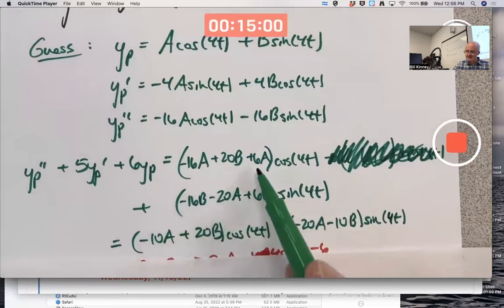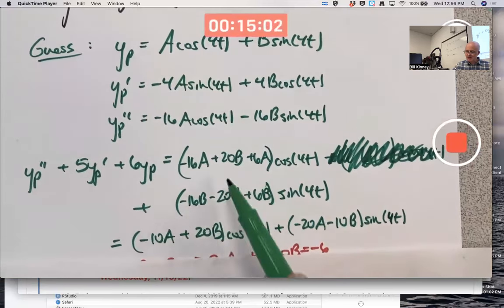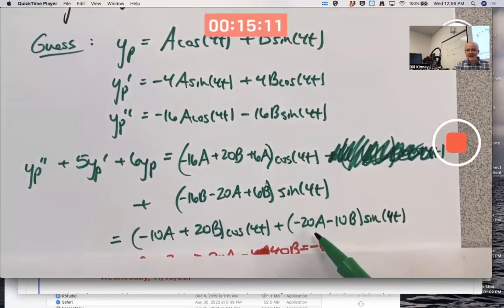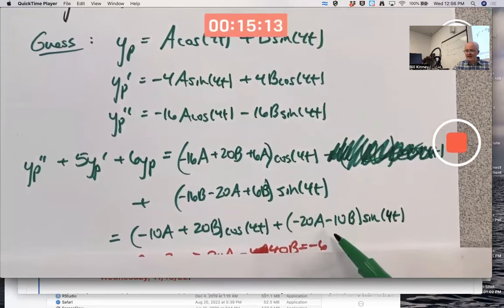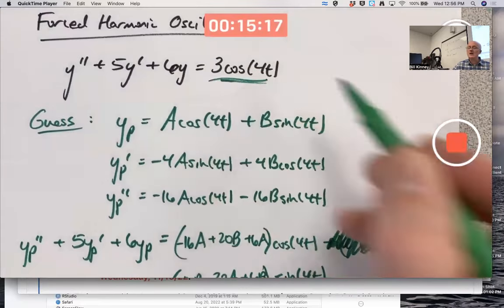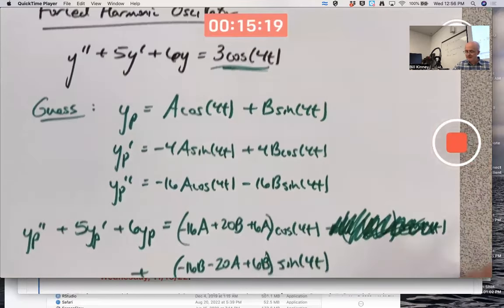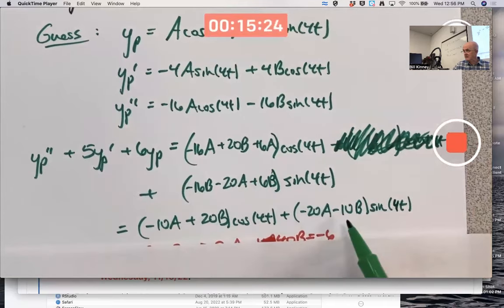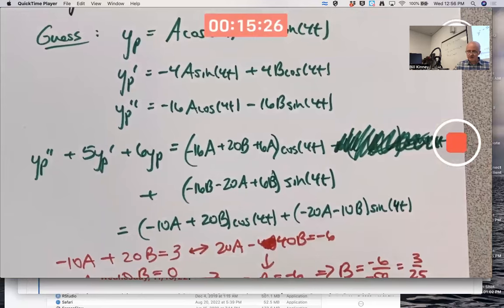Negative 16a plus 6a is negative 10a. The 20b stays as is. Here, negative 16b plus 6b is negative 10b. The negative 20a stays as is. And again, you want this to equal the right-hand side of the differential equation, 3 cosine of 4t, no matter what t is. The only way that's going to happen is if this thing is 3 and if this thing is 0. So you get a system of linear equations.